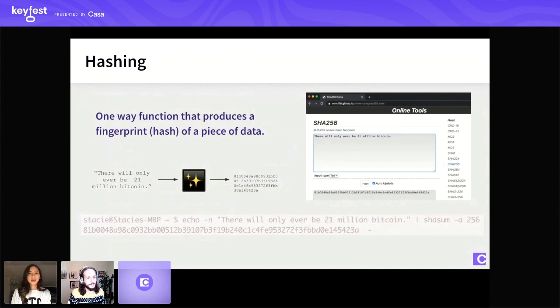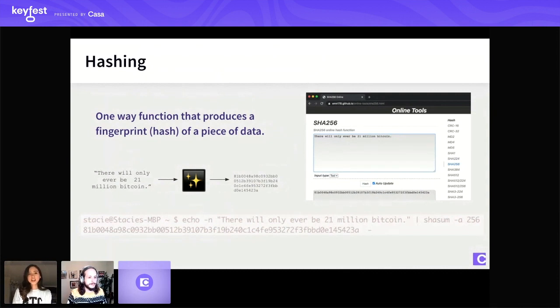same result. So to illustrate this, I hashed the phrase, "there will only ever be 21 million Bitcoin." And I used a website that I just typed into Google. And then to verify it, I also used this command on my computer to do it. And as you can see, both resulted in the same hash, which is awesome. It illustrates that this hash function is deterministic. It's always going to produce the same result. And as kind of a bonus, it's unlikely either tool is lying to me because they both match up.